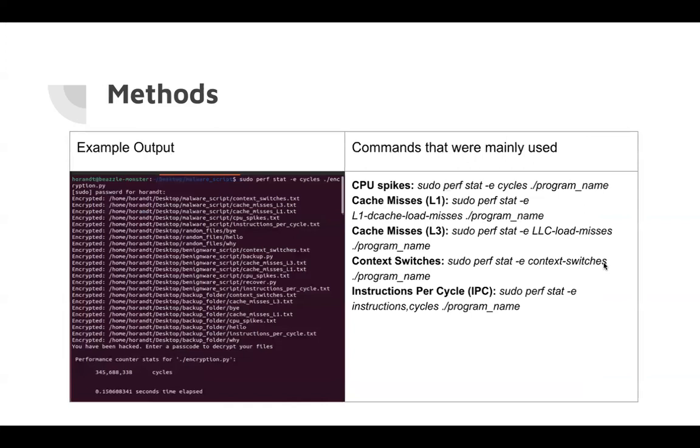Here's an example output of an encryption script that we ran. You can see below, we were able to receive some data for the performance stats. On the right-hand side, we see some of the important data that we were able to collect with the commands shown. Some of the important commands that we focus on are cache misses level 1 and level 3.